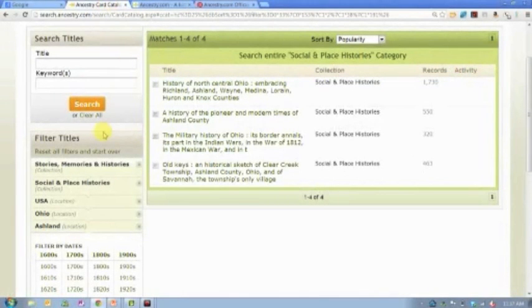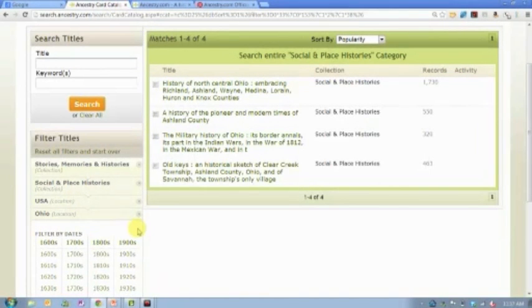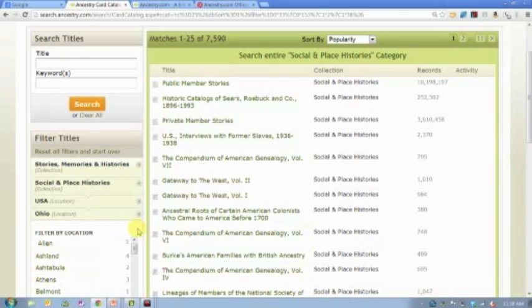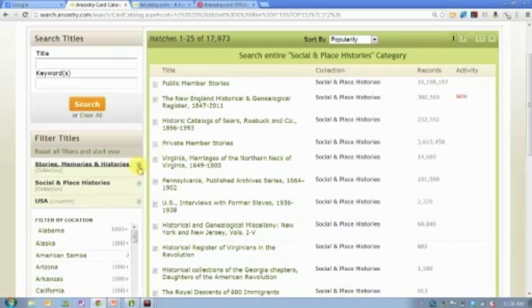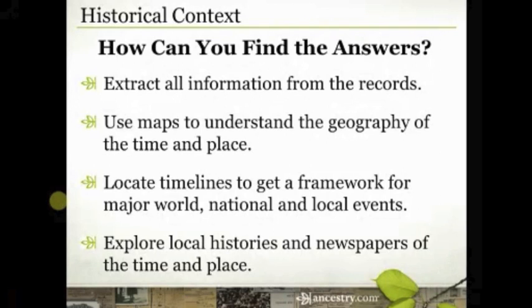Again, we have thousands of these on our website, these social and place histories. The best way to find them is to use the filters over here on the left-hand side, where you filter down to stories, memories, and histories, then to social and place histories, and then you can filter further by location. In this case, we've got almost, not quite 18,000 of them just for the United States alone. Those give you a really good feel.